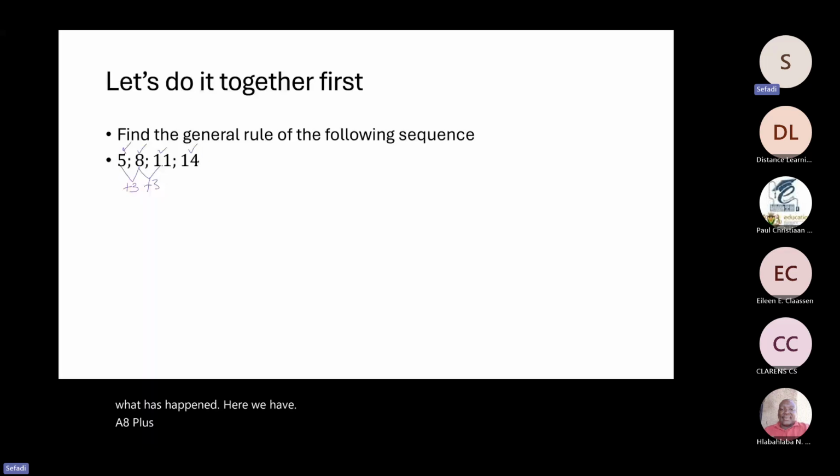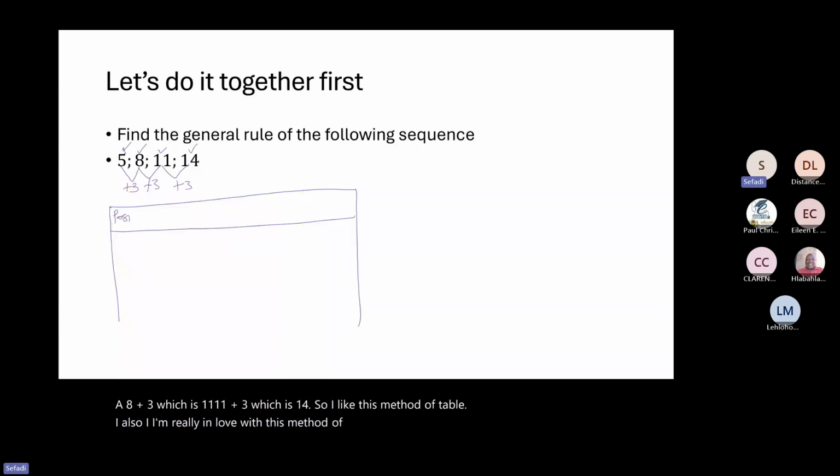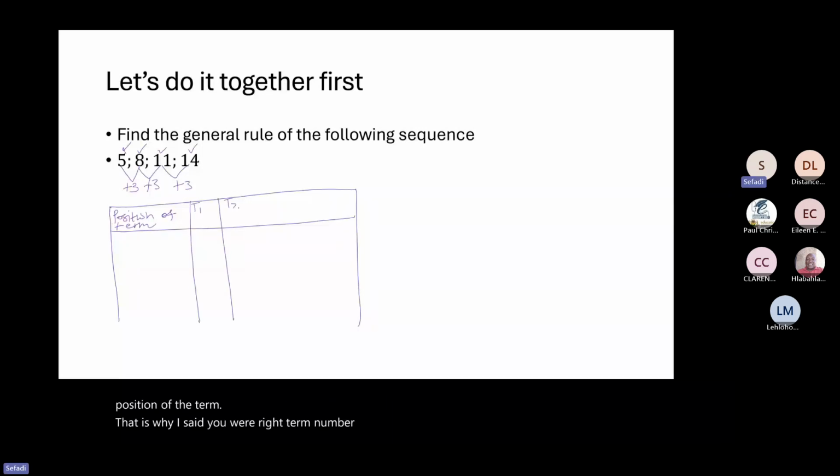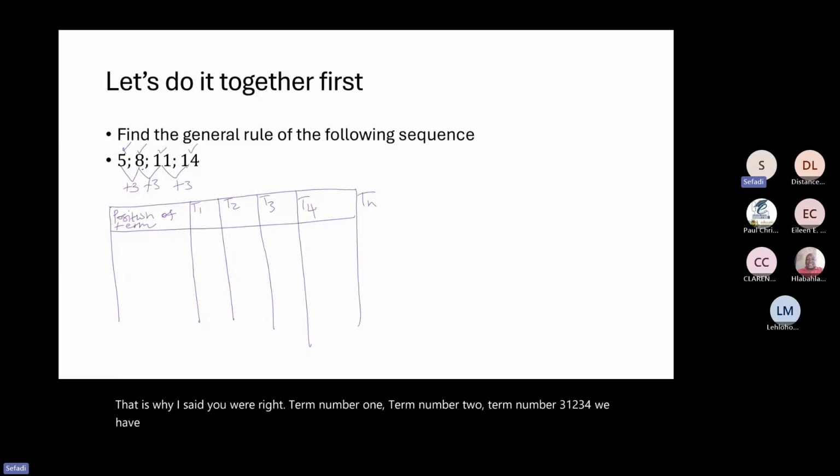So I like this method of table. I'm really in love with this method of table, where you will write first the position of the term. Position of the term. That is why I said you will write term number 1, term number 2, term number 3, 1, 2, 3, 4. We have term number 4, and then the Tn. Then you check your constant difference. Your constant difference multiplied by your position.